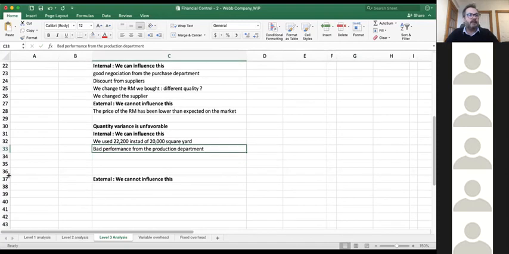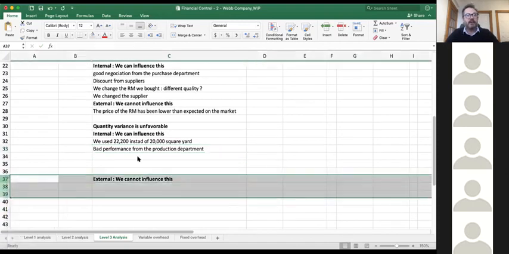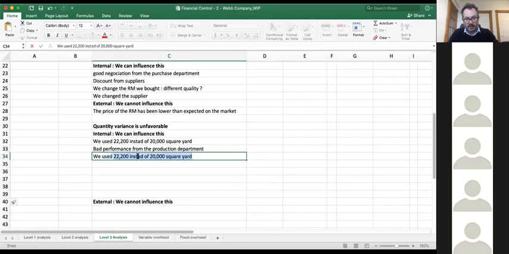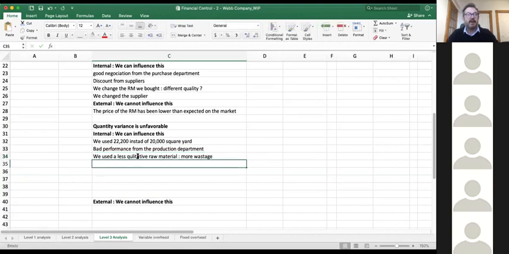I would say we used a less qualitative raw material, and so we have more wastage. What could it be? Less productive machines, yes. Less productive machines.